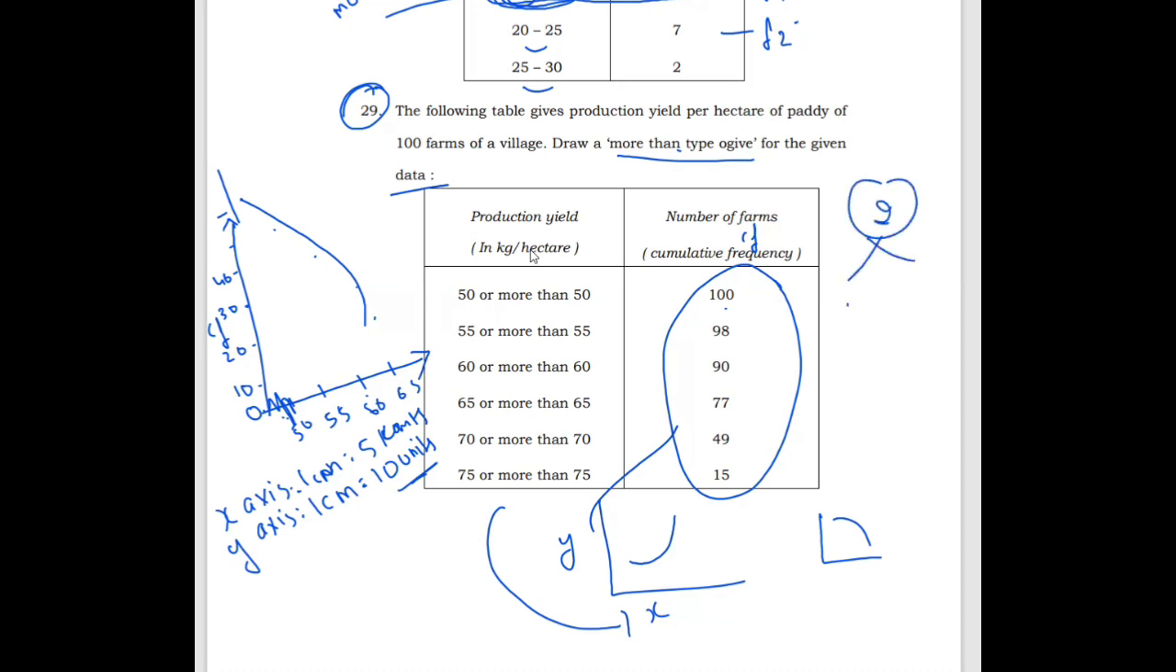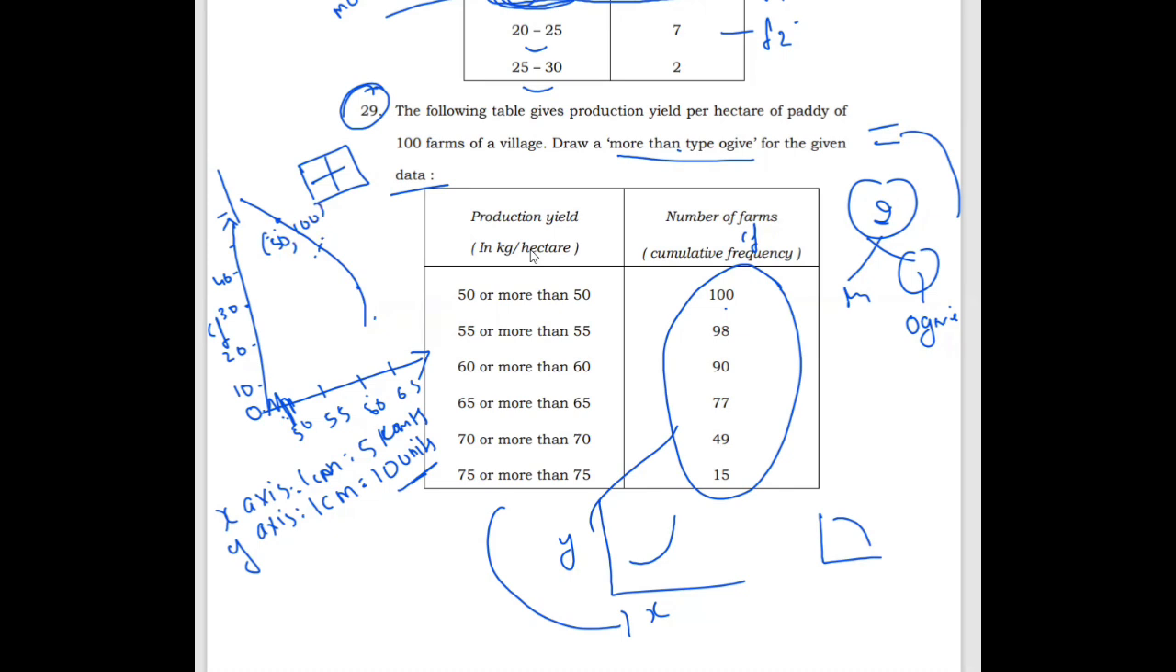One graph sheet is for linear equation. One more graph is for ogive. Don't do the ogive in the normal sheet. Do it in the graph sheet itself. And don't forget to write the scale. And write the coordinates here. What is this coordinate? 50, 100.